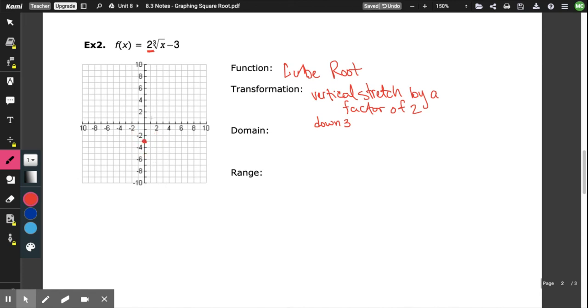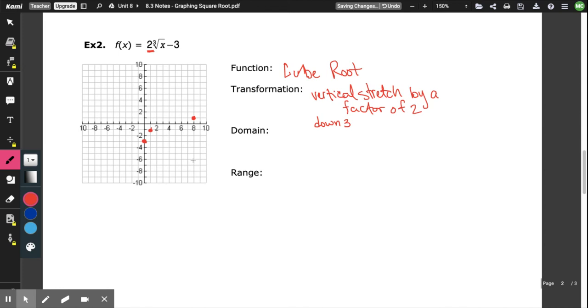The next point from the parent function would be a 1, 1. To stretch vertically by a factor of 2, I'm multiplying the y value only by 2, so that would put that point now at 1, 2. And then I would translate it down 3 units, so 1, 2, 3. That would put me at 1, negative 1. Next nice point from the parent function was 8, 2. If I stretch that vertically by a factor of 2, I'm multiplying the y value only by 2, so that would be 8, 4. And then I move it down 3, so that would put it at 8, 1.